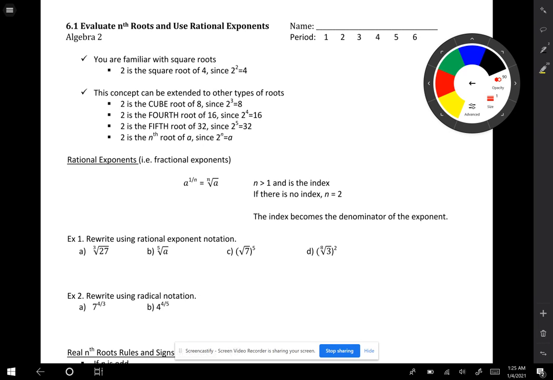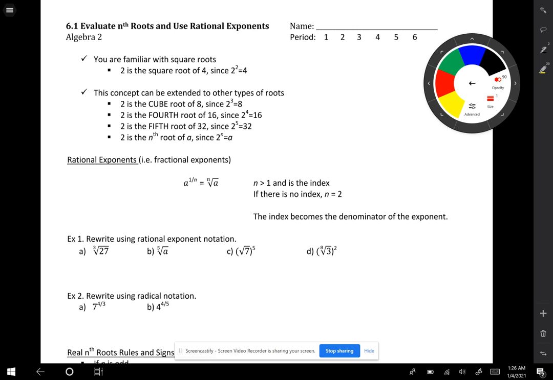So when we're talking about exponents, we also talk about what are known as rational exponents. Rational exponents just means fractional exponents. You've never seen fraction exponents before. This is the first time you will have seen it. So on the left, you have a to the 1 over n power. So 1 over n is a fraction.